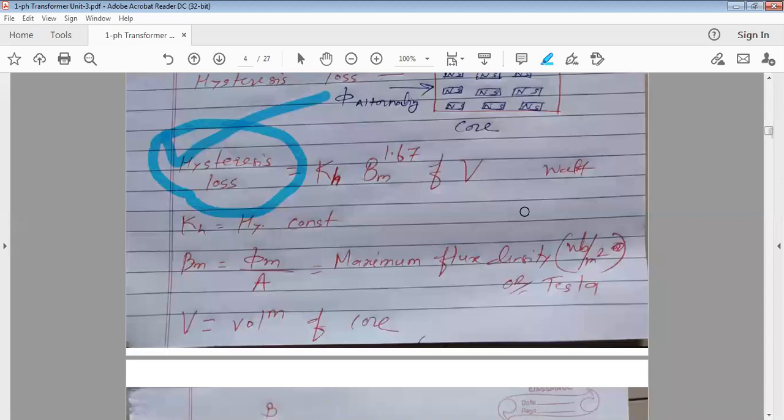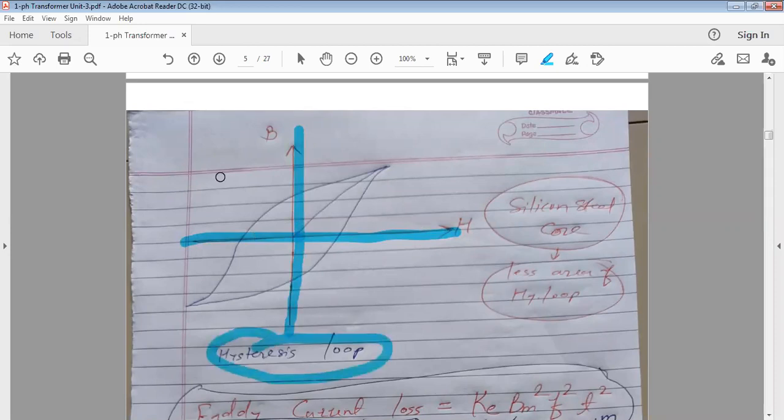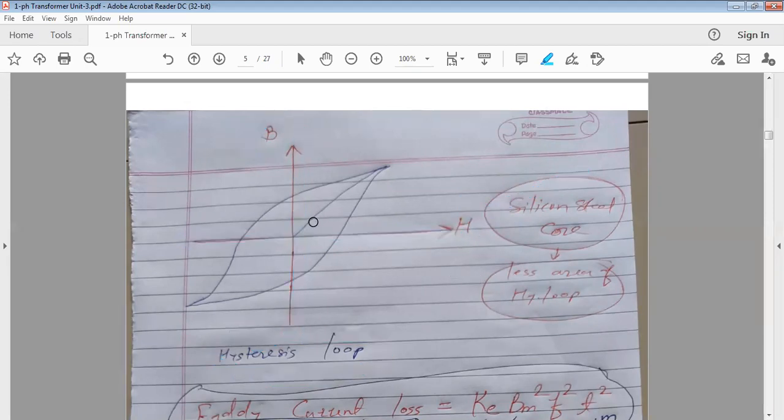The transformer core is made up of silicon steel. Why silicon steel? Because for every magnetic material, silicon steel, cast iron, cast steel, you can plot a hysteresis loop. Whatever the graph you can see right now is called the hysteresis loop. It is B versus H, with B, the magnetic flux density, along the y-axis, and H, the magnetic field strength, along the x-axis. If you plot this hysteresis loop, it starts from this and then you get behavior like this for the material.